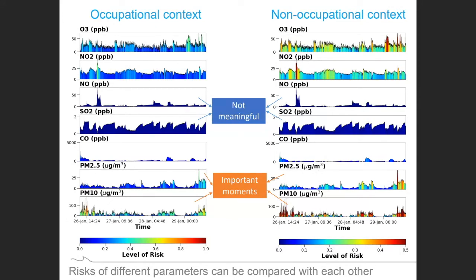For example, for ozone, you see at the top left that there are more blue colors, and for the non-occupational, you see that the peaks contain more red colors. That means the risk is higher for a non-occupational person exposed to the same environment. At the same time, you can notice that the NO and SO2 concentrations we obtain are not meaningful, because for both contexts we obtain a very low value of risk. It's blue during the full measuring campaign, so it's not relevant data and we can dismiss it.